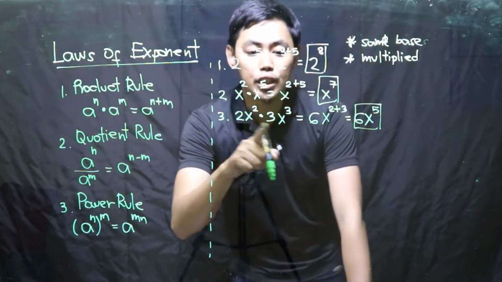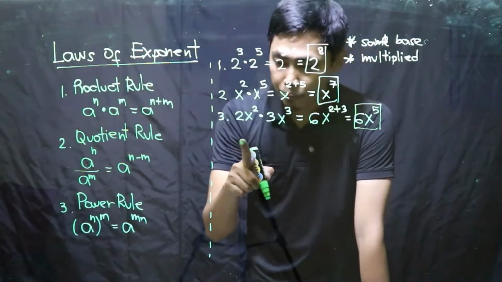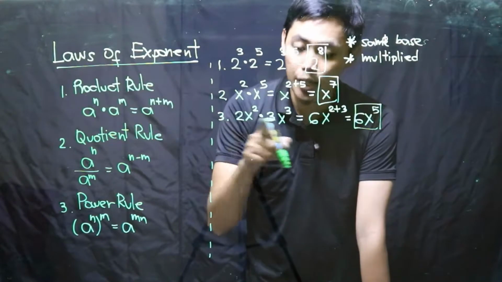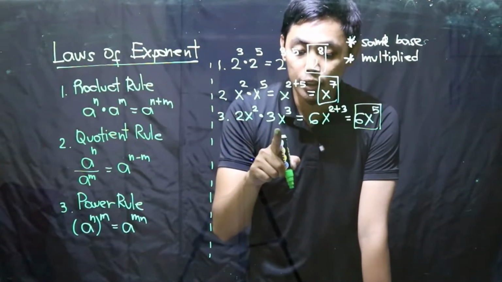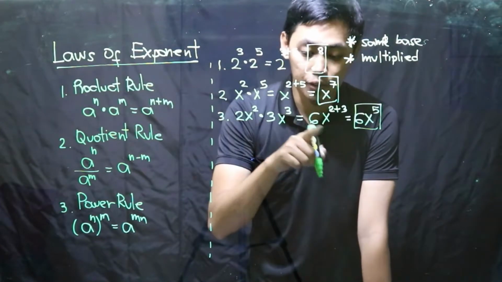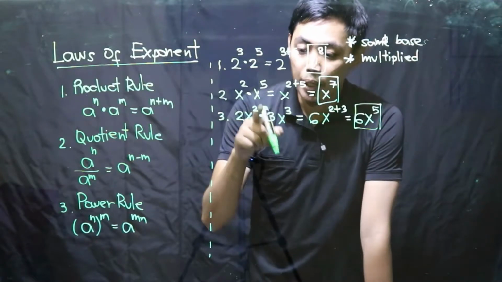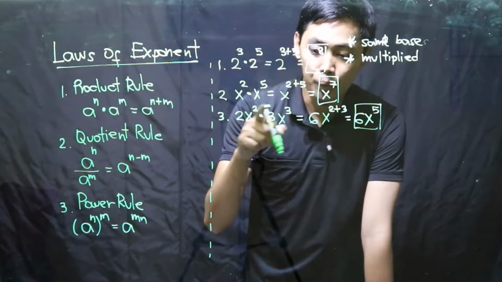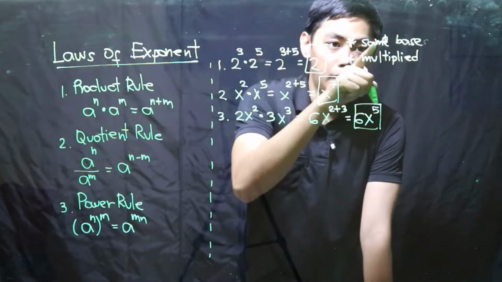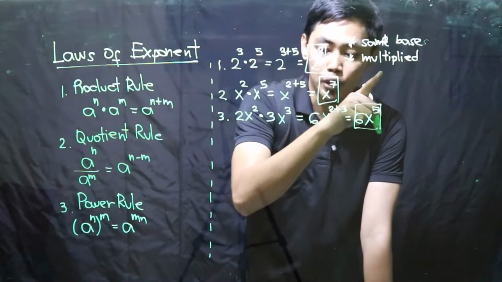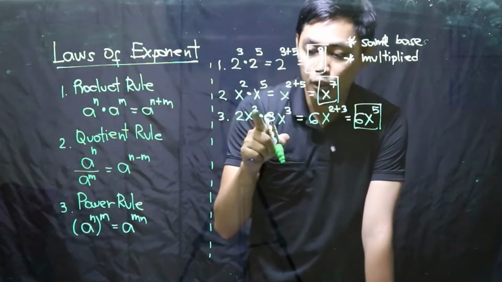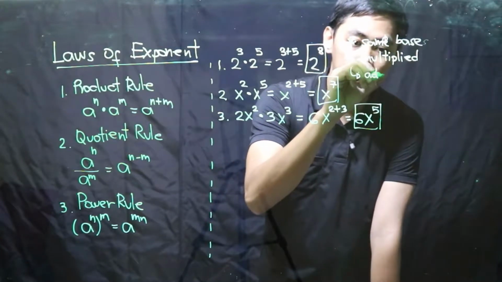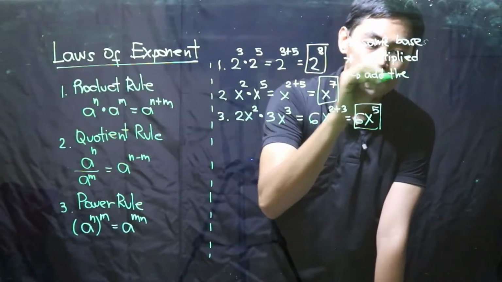So what you've noticed here is this. For the numerical coefficients, that is 2 and 3, for the numbers, you will just multiply. 2 times 3, 6. Okay? But if it is an exponent, you will not multiply, but instead you will add. Okay? Same base, and it is multiplied, you add the exponents.